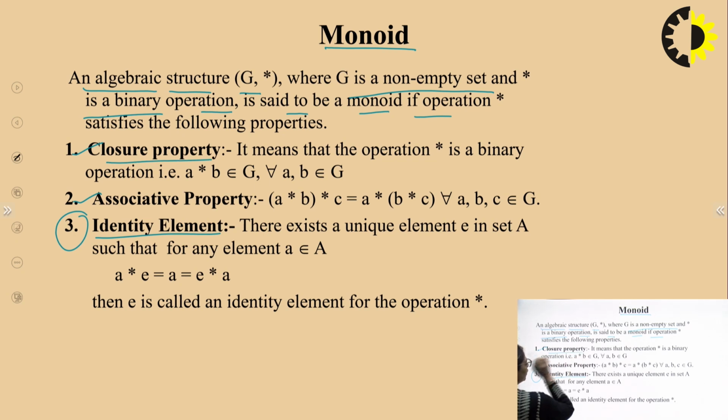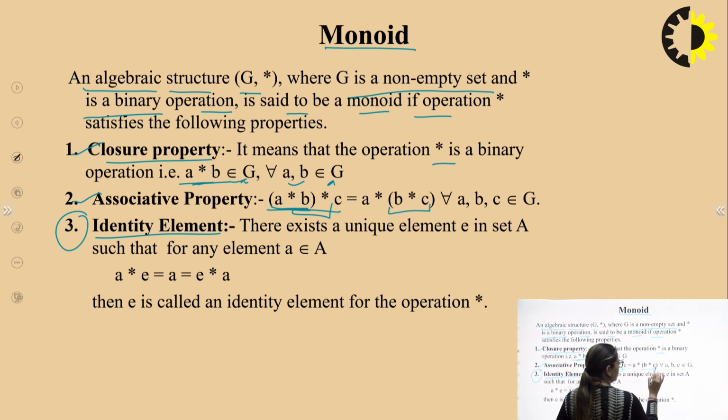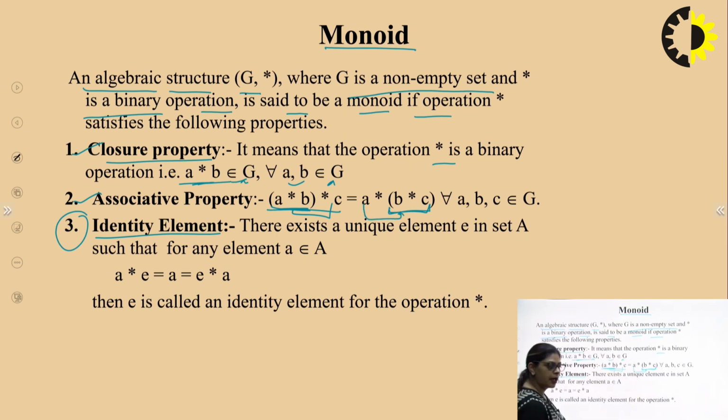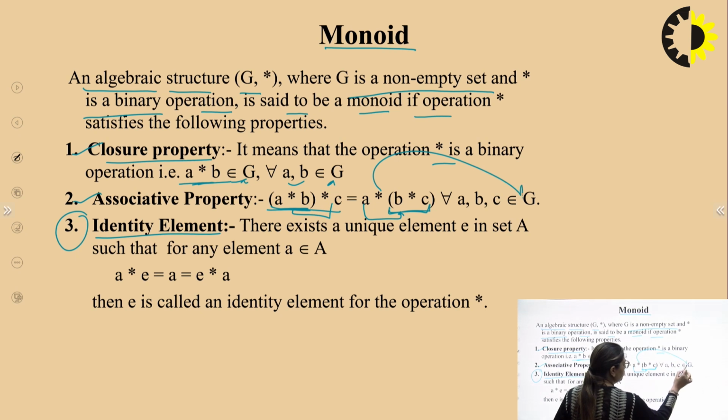First is the closure property. It means that the operation star is a binary operation. If A and B belong to G, then A star B will also belong to G. Associative property, again we have discussed already. First we will operate the first two elements and then we will operate the third on it. And secondly, if we operate the last two elements and operate the first one on it, both will give the same answers and they will belong to G only.